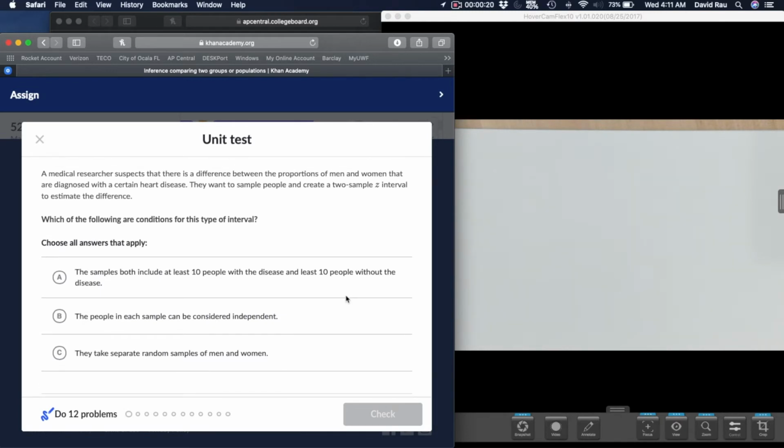So first we have a conditions question, and we're trying to do a proportion comparison. When you compare proportions, again, you need at least 10 successes and 10 failures in each of the two proportion groups, right? They also need to be considered independent.